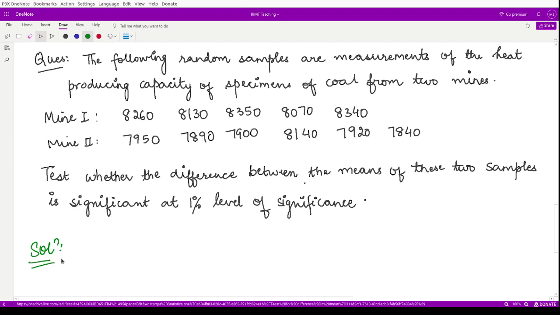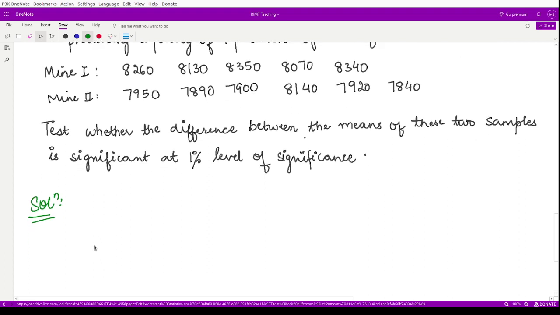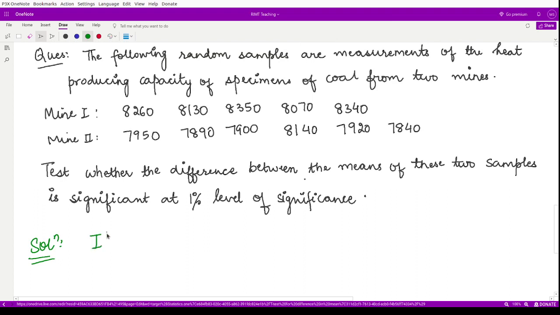For the solution, the raw data is given to you: the data in the first sample and the data in the second sample. So what do you require in order to compute this? The first step as always is to set your hypotheses. Your null hypothesis would be that we want to check whether there is any difference between means, so in the null hypothesis we assume the means to be equal. In the alternative hypothesis, we assume the means to be different. So these are your hypotheses. From here you may note that this is a two-tail test.